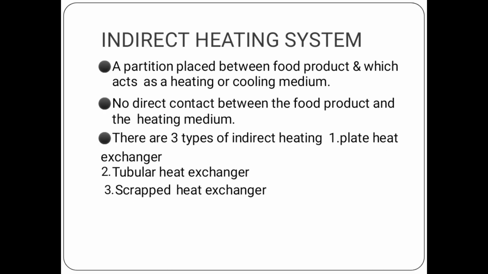And the second method of UHT is indirect heating. In indirect heating, a partition is placed between the food product and the heating or cooling medium. There is no direct contact between the food product and the heating medium. So there are three types of indirect heating. First is the plate heat exchanger, second is the tubular heat exchanger, and third one is the scraped surface heat exchanger.